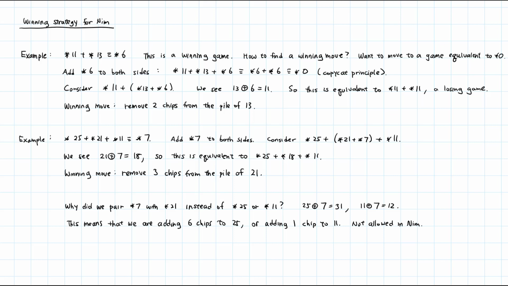So then the question is, can we always pair up the nimber with an existing pile so that the size of the pile goes down? And the answer is yes. And here is our lemma. If *B1 + all the way up to *Bn is equivalent to *S, where S is positive, then there exists some Bi where Bi + S is less than Bi.